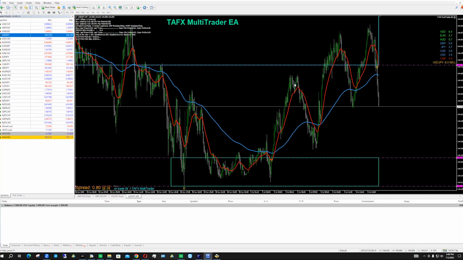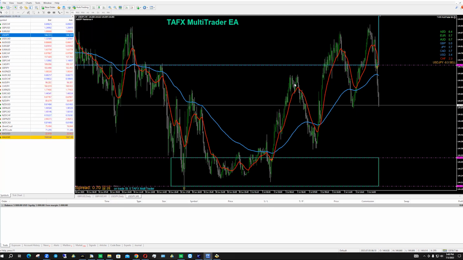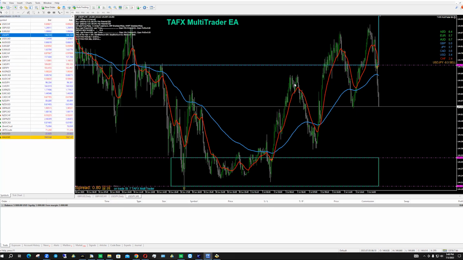Now, let us go to our final touch about the system, because that is still not enough. Someone will say, I can see there is a currency strength at this area.